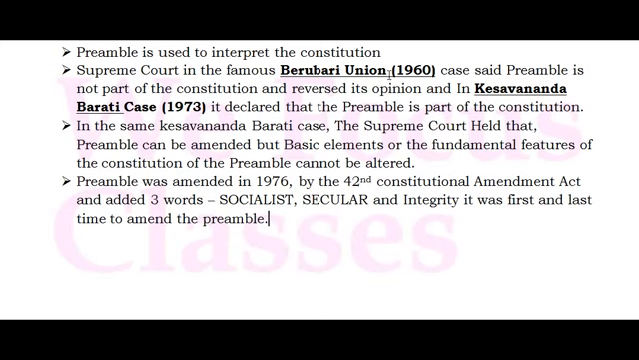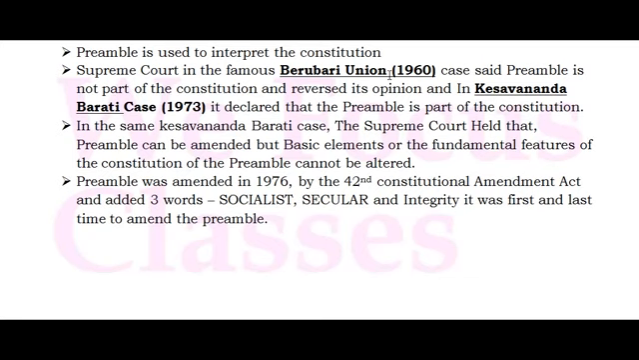But the basic elements or the fundamental features of the preamble cannot be altered. What are the basic features of the preamble? You cannot alter those features. The amendments should be in such a way that they should not disturb the basic features of the constitution, the basic features of the preamble. That is the condition put by the Supreme Court, and because of that the preamble was never amended.